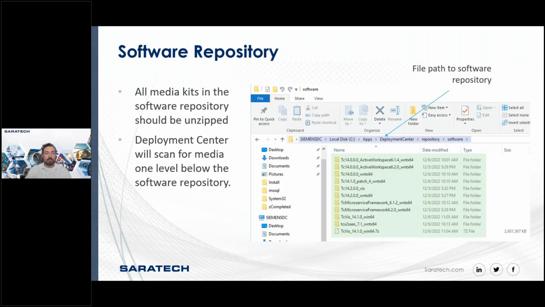In the software repository, all media kits need to be unzipped. As you all know, we download the media from Siemens. They all come zipped because it makes it easier and faster to download them. But Deployment Center can only scan the media that are unzipped. So please make sure to unzip all the media and store them in the path that you set up Deployment Center to scan, in order for it to pick up those media.